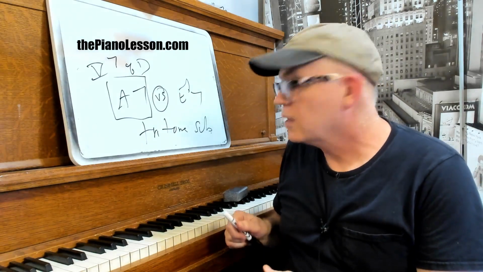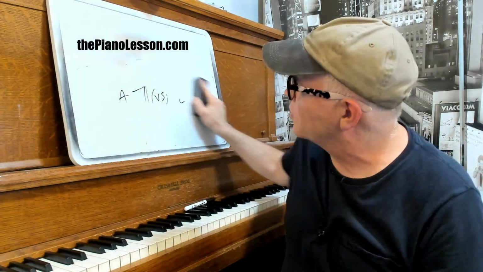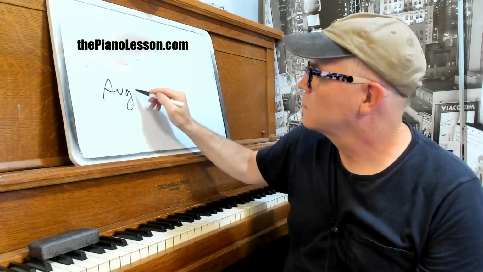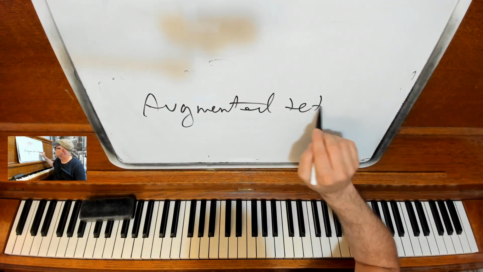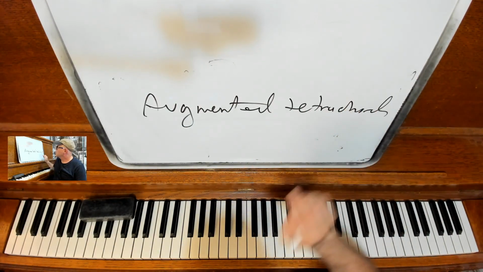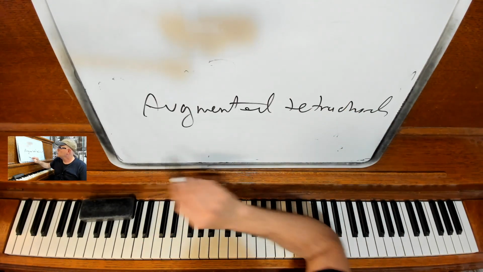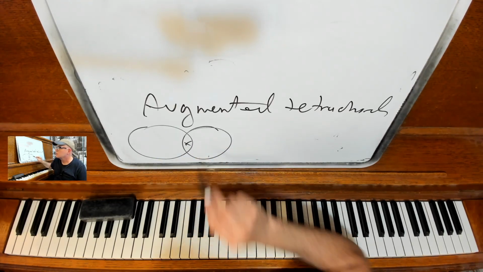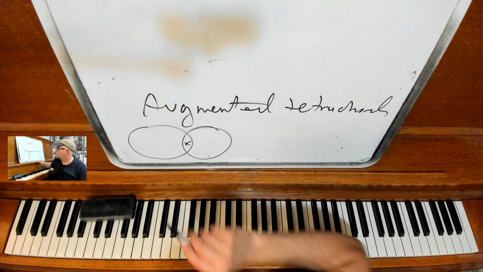All right. So we said that this augmented tetrachord, right? That it can make, if you have 2 of them that share a note, that would be your conjunct scale. That's our whole tone.